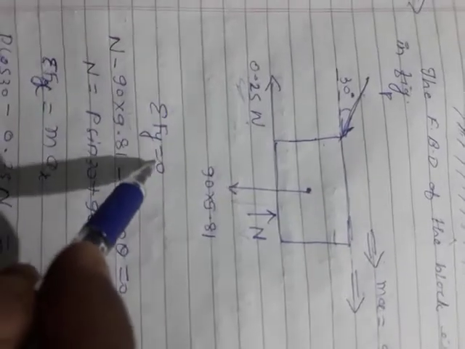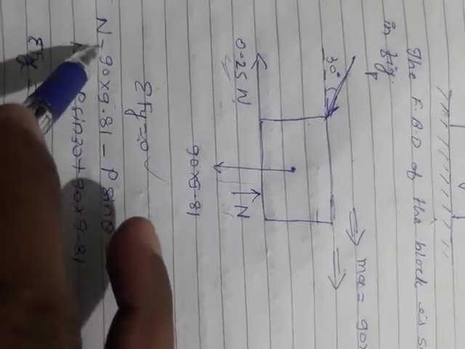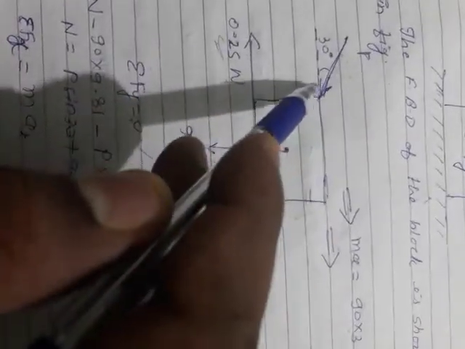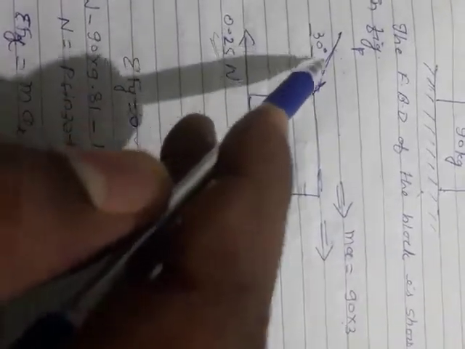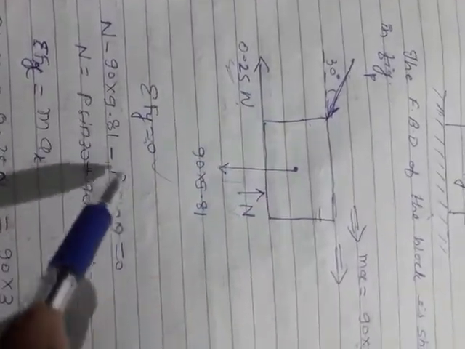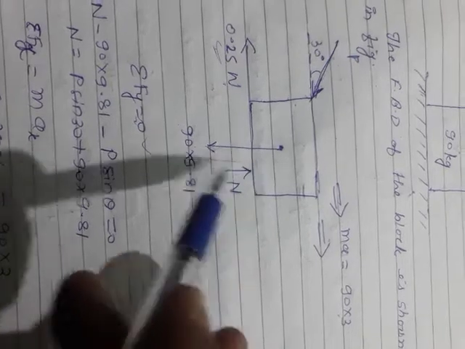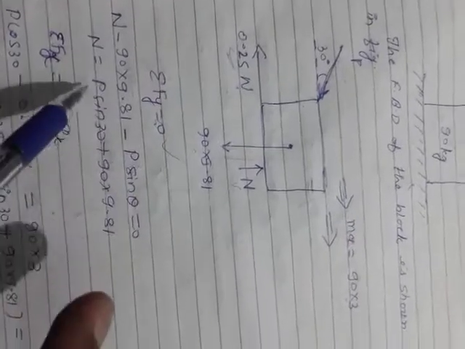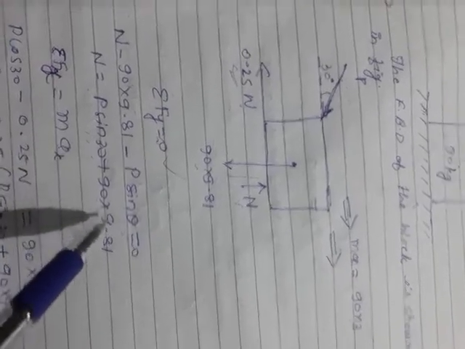As the motion is in the horizontal x direction, initially I am applying summation Fy equal to 0. After applying summation Fy equal to 0, N is upward positive. If I resolve the force P, one component is horizontally rightward and one component is vertically downward. So it is downward, so minus P sin theta, and also the weight, that is 90 into 9.81, vertically downward, equal to 0. So I will get the N value as P sin 30 plus 90 into 9.81.